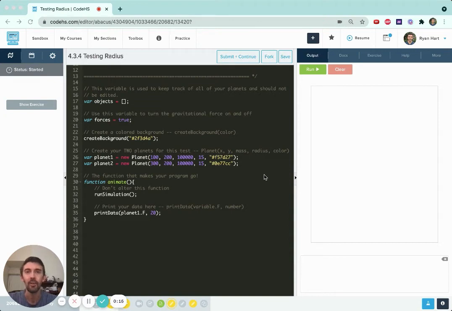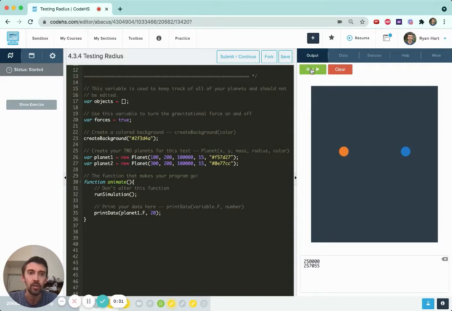Hi. In the Coding Gravity module, students will get to help develop a simulation in order to test various properties of planets and how it affects the gravitational pull between them. So let me run the simulation first.